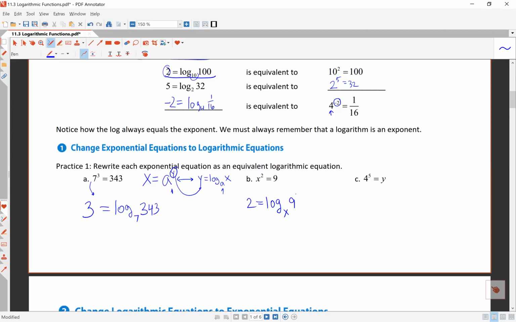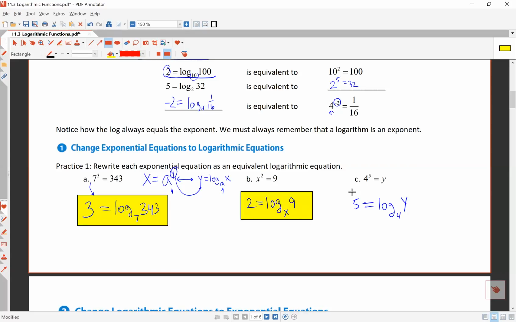4 to the 5th equals y. The log equals the exponent of 5, base 4 of y. So all of these are started by locating the exponent and setting it equal to the log, and then finding the base and then the number.